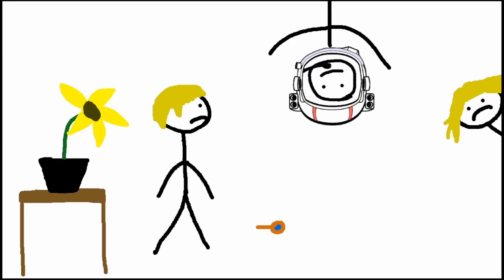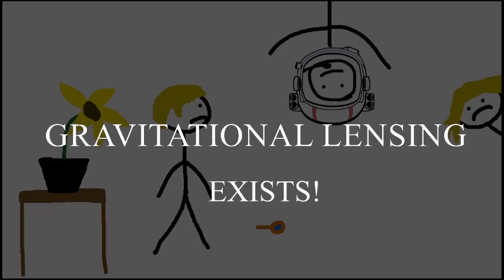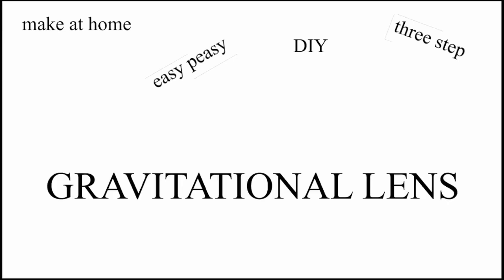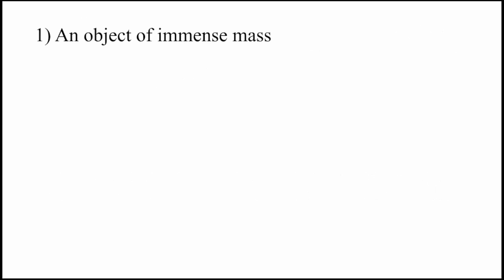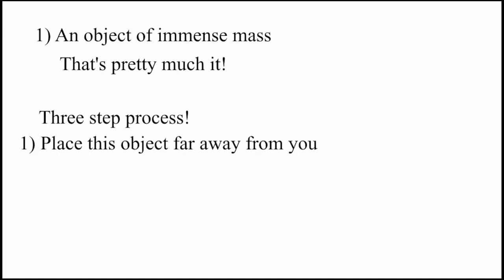Well, fear not, mortal, for gravitational lensing exists. All you need for this make-it-at-home 3-step easy peasy DIY gravitational lens is an object of immense mass. For example, your favorite galaxy cluster. That's actually just about it. Now just follow the simple 3-step process. Place this object really far from you and travel a good distance from it. Yeah, that's just about it.